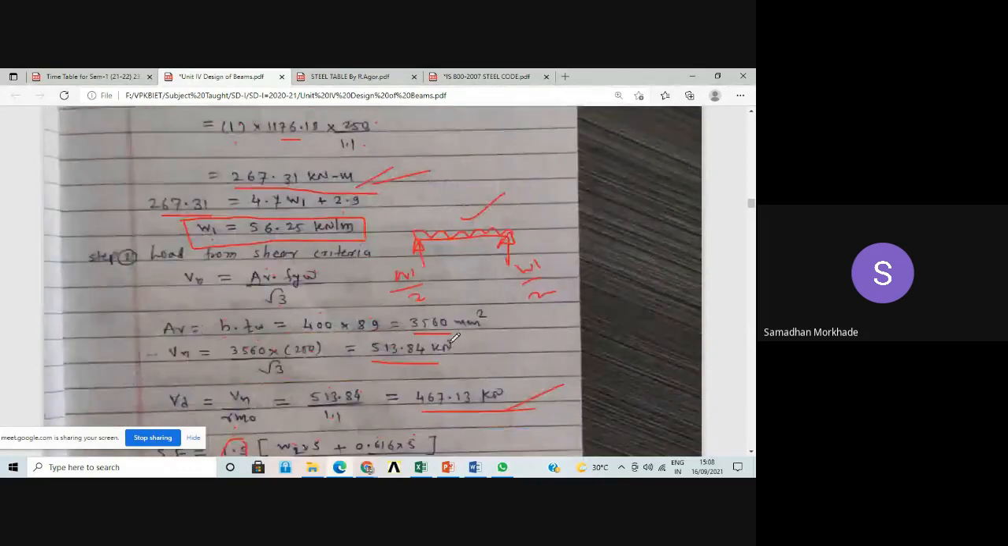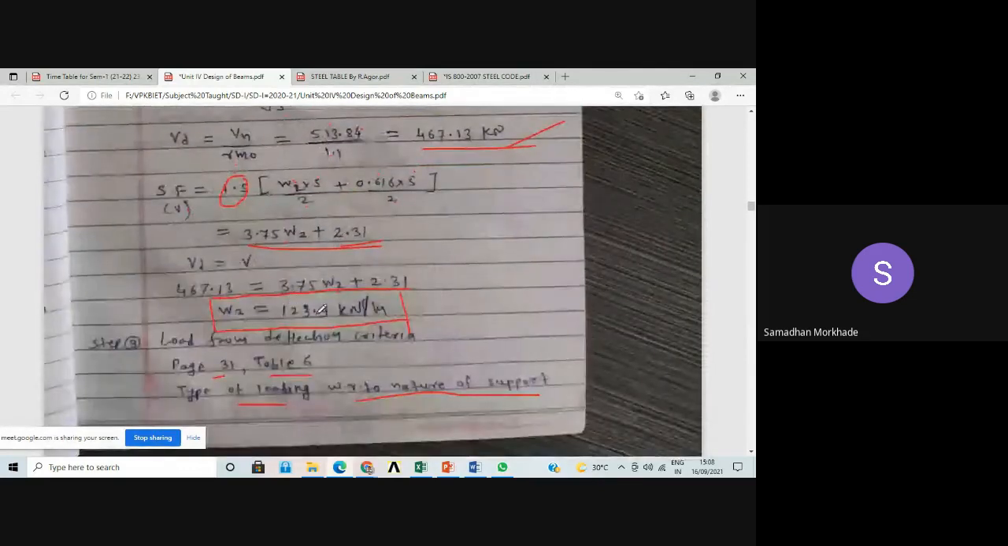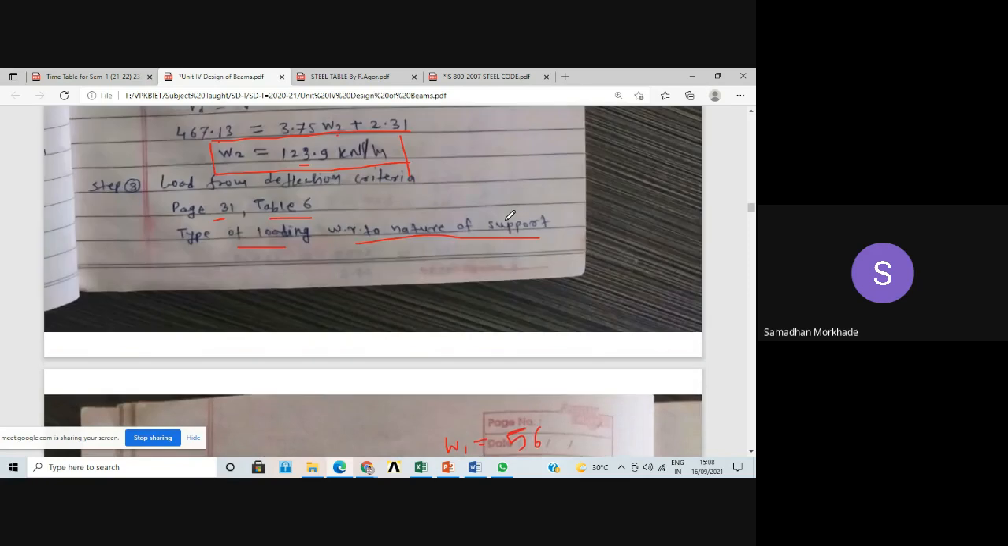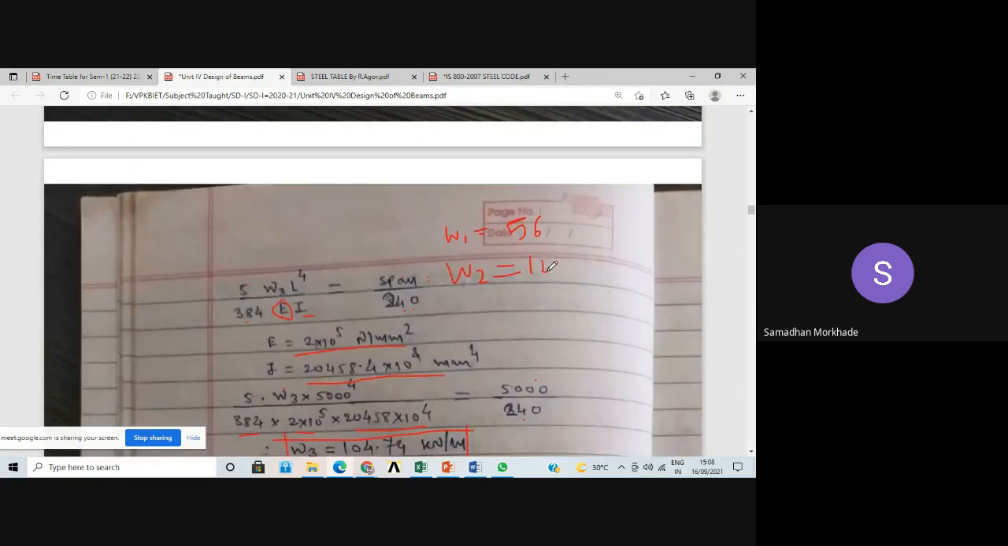W1 बघा किती आहे? W1 आहे 56, W2 आहे 123 and W3 आहे 104. इथं लिहितो मी. Just now I have to conclude today's lecture. W1 is equal to 56. मी पॉइंट्स लिहित नाही, ठीक आहे. W2 is equal to how much? 123. Yes, 123. And first is load from bending moment criteria, second is load from shear force criteria, and third is load from deflection criteria, 104.